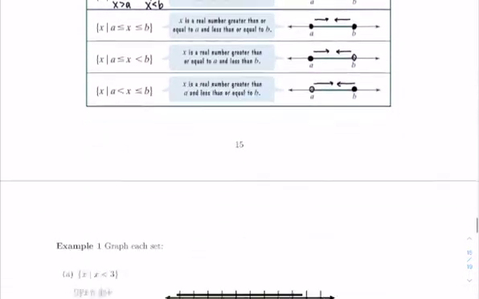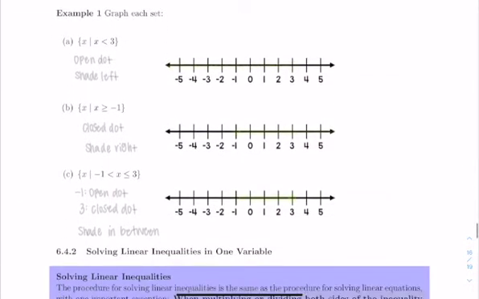So let's go ahead and graph some sets on our own. So we have the set of all x such that x is less than 3. So are we going to have an open dot or a closed dot on 3? We are going to have an open dot. And am I going to shade to the left or to the right? Since our arrow is pointing to the left, we are going to shade to the left. So we're going to come over to 3, and we're going to put an open circle, and then we are going to shade to the left.